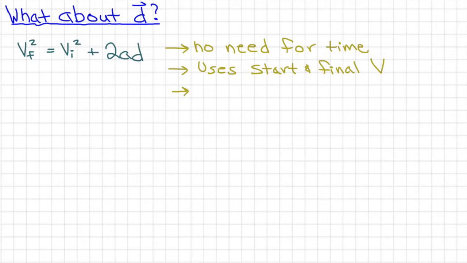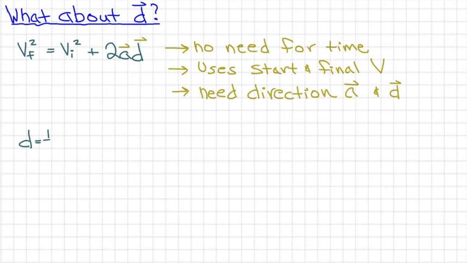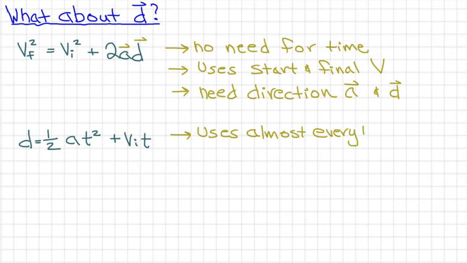And then lastly, you only need to give directions to acceleration and displacement. Because Vf and Vi are both being squared, whether it's positive or negative, it's going to cancel out, and you're going to get a positive square, but make sure acceleration and displacement have a consistent sign convention. The second formula is displacement equals 1/2 AT squared plus VIT. This one touches all of your bases. It touches displacement, acceleration, time, initial velocity. You use everything except for final velocity. You need to have directions for displacement, acceleration, and your initial velocity. Make sure you have a consistent sign convention.